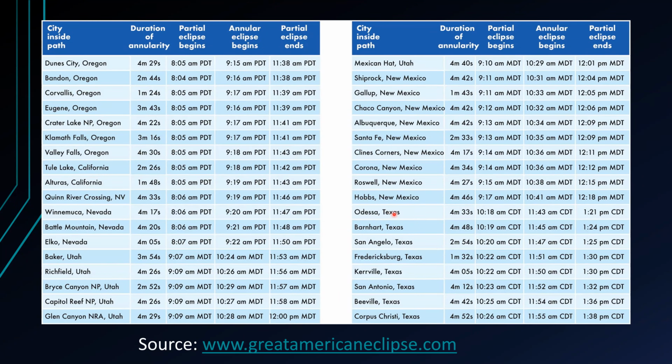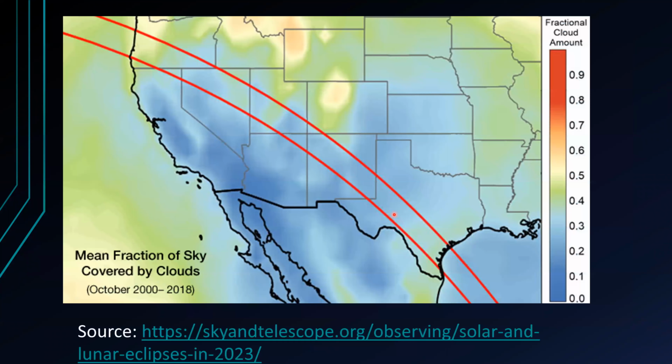Of course, weather plays a really big factor. You can't see the eclipse if there are clouds. We typically would very much like to avoid that, just as we do with anything with our telescopes. And so this is a rough chart showing median cloud coverage over the path of totality here in the US.